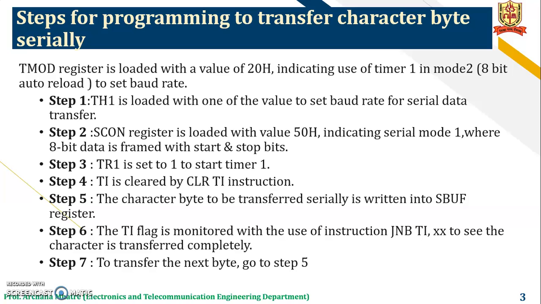Step 1: TH1 is loaded with one of the values to set the baud rate of serial data transfer. Step 2: the SCON register is loaded with the value 50H, indicating serial mode 1, where 8-bit data is framed with start and stop bit. Step 3: TR1 is set to 1 to start Timer 1. Next step: TI is cleared by the CLR TI instruction. Next step: the character byte to be transferred serially is written into the SBUF register.